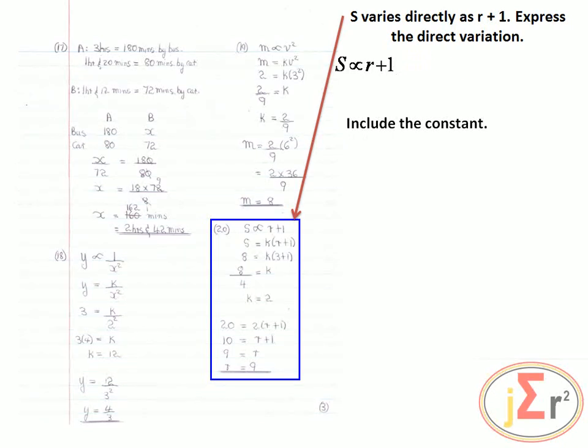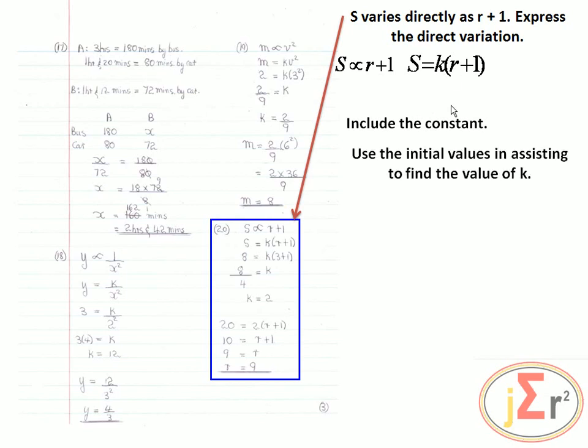What do we know? S is proportional to all of R plus 1. Therefore, we have to take this constant and multiply by all of R plus 1. So S is equal to the constant times all of R plus 1. If not, we will be in some serious problem if we just multiply the constant by R alone.